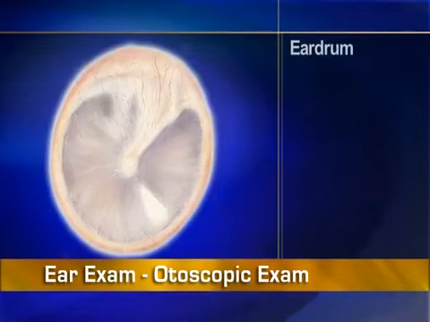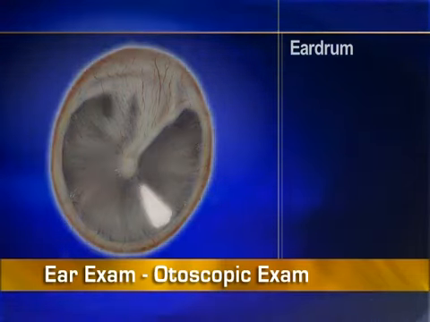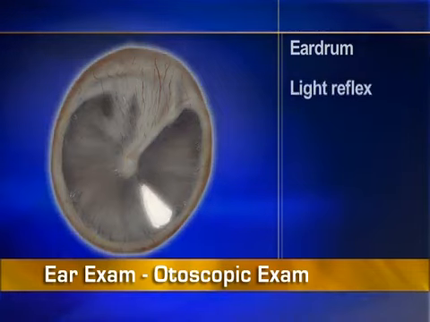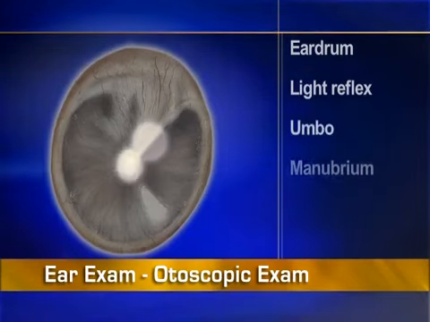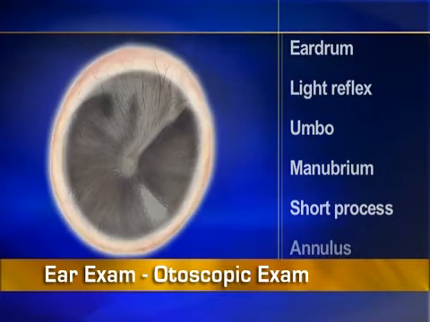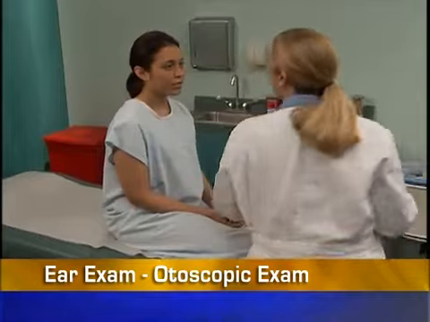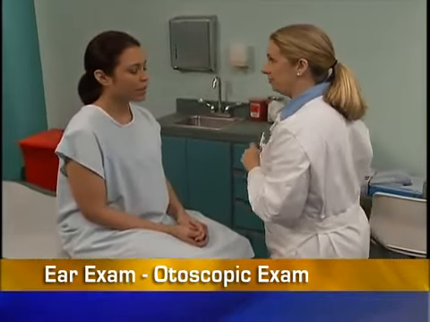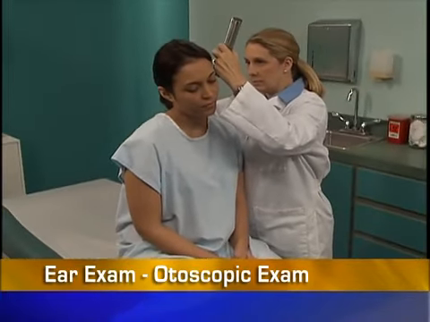Next, observe the eardrum, which normally appears shiny, translucent, and pearly gray. Its cone-shaped light reflex should appear in the antero-inferior quadrant. The umbo, manubrium, and short process should be visible through the eardrum. At the edge, the annulus should look whiter and denser. Everything looks fine in that ear. Now I'm going to check the other one. The entire eardrum should be flat and have no perforations.